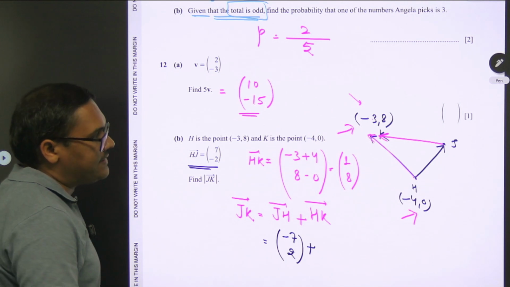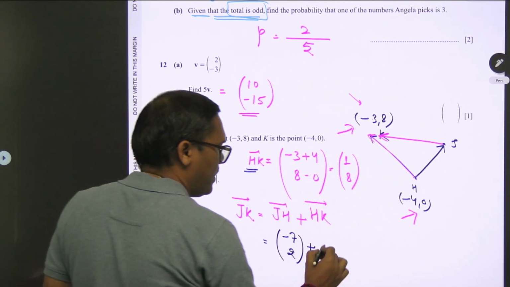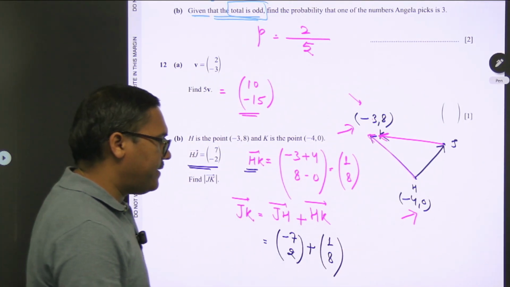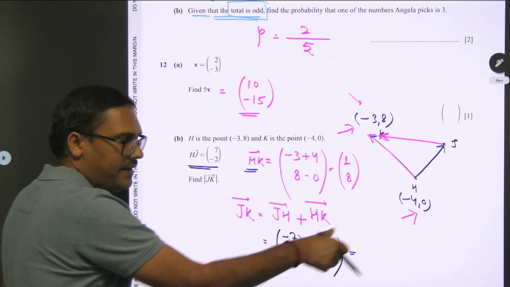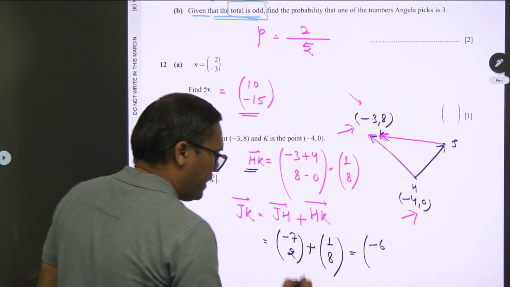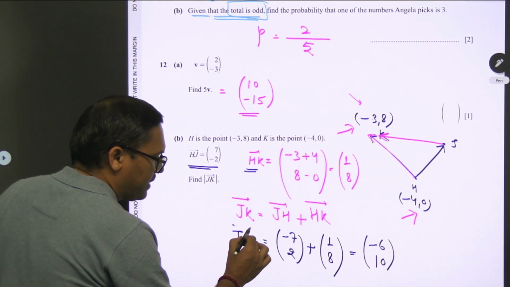Plus, what is HK vector? HK vector, we have found HK vector. What is this? This is 1, 8. I hope this is clear. Now you can add this. And how to add two vectors? Just add x and y terms, correct? So minus 7 plus 1 will become minus 6 and 8 plus 2 will become 10. So this is our JK vector.